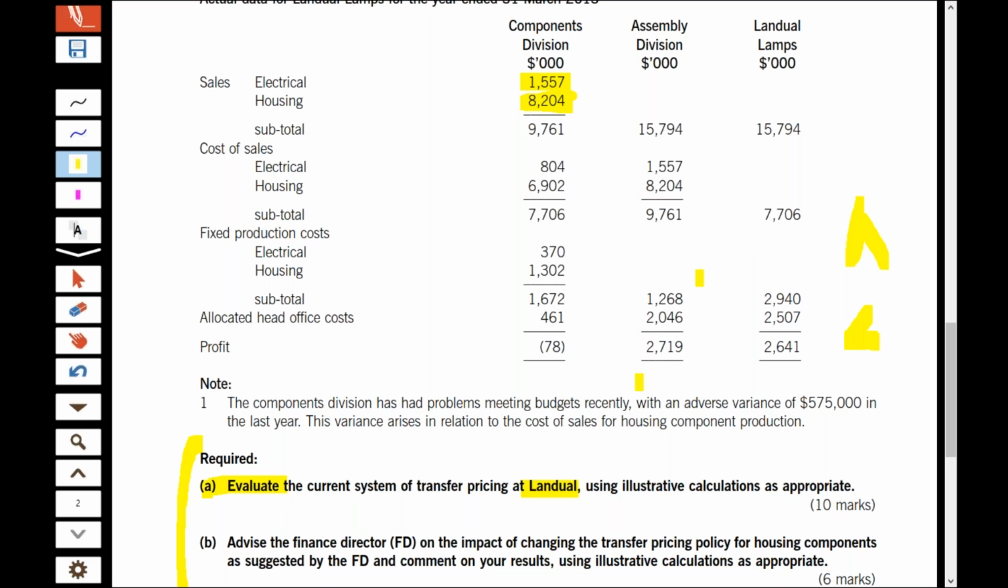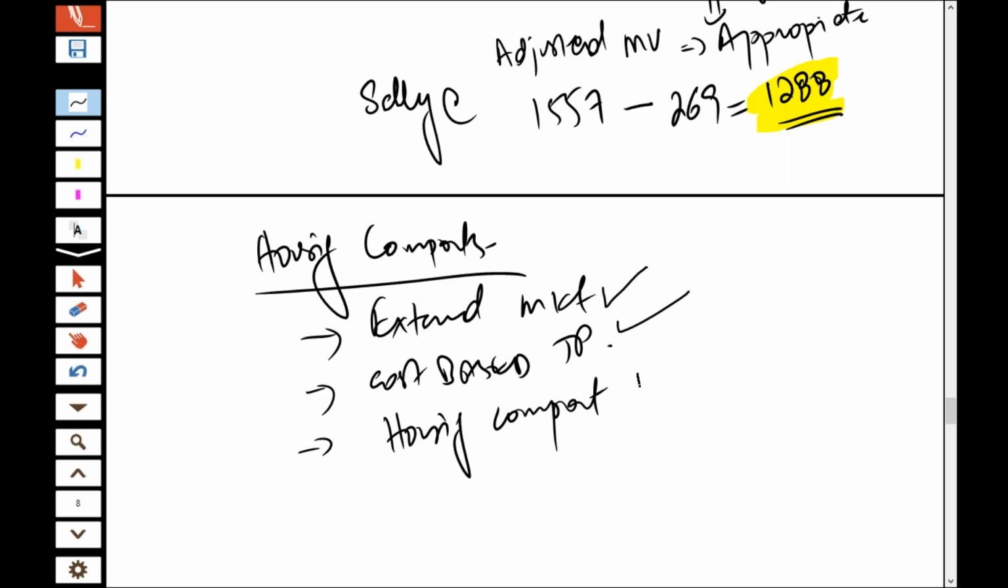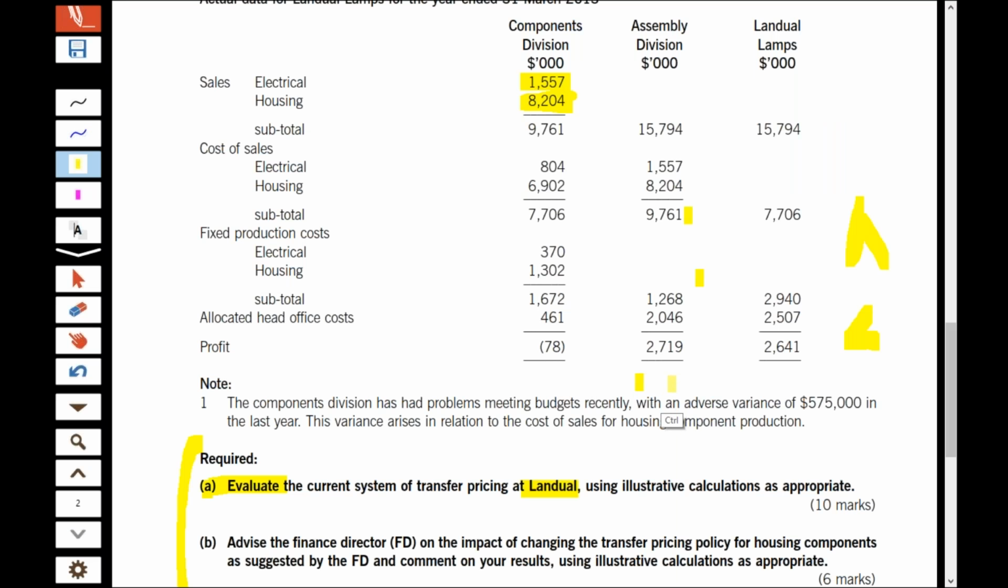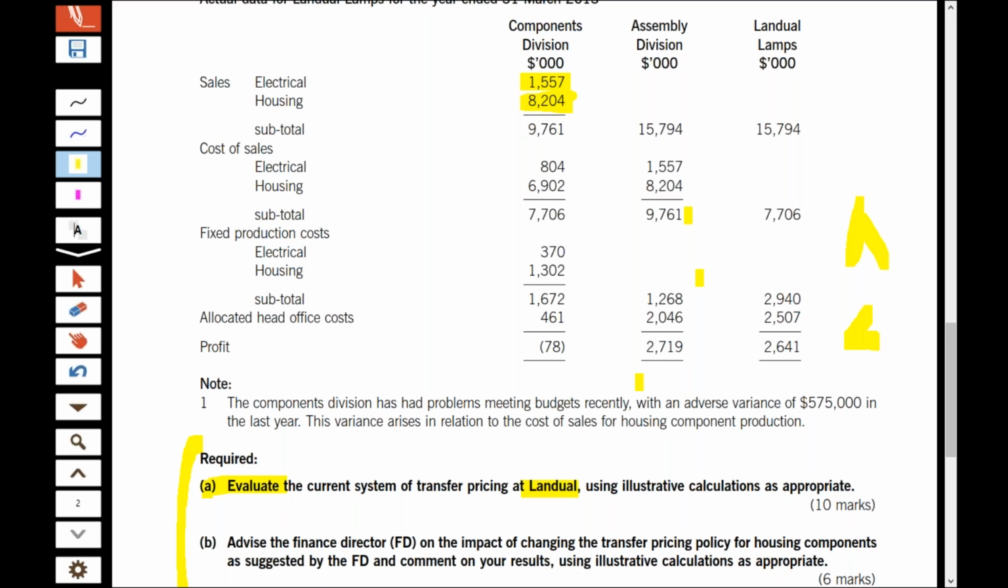Okay. So now let's discuss further. Basically, what happens is the housing components does not have external market, therefore cost-based transfer pricing is okay. But you see, the housing component division, it would have been good if this specific component would have actually got a cost plus strategy. Like maybe cost plus, let's say 10%, 20%, 30%, etc. Whatever the profit margin of the business is.